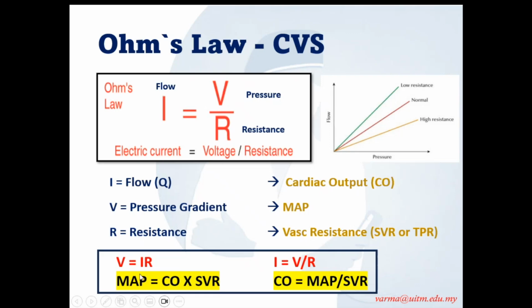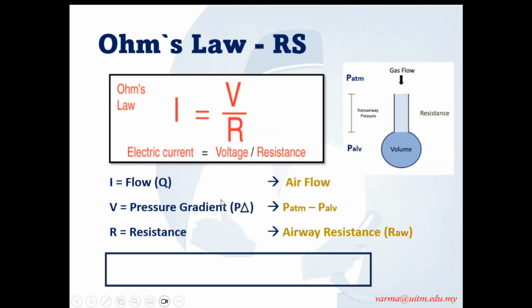If you look at how we get this: V equals IR, and the V we wanted, the potential pressure, is your MAP. So R goes here. IR, flow times resistance, is cardiac output times systemic vascular resistance, and you get your MAP. You rearrange it to get the flow, cardiac output, which will be MAP divided by systemic vascular resistance.